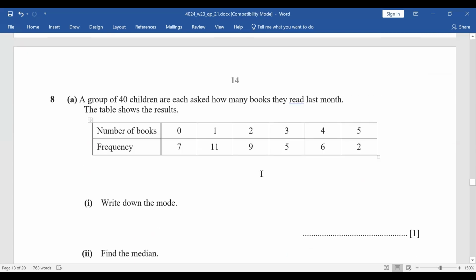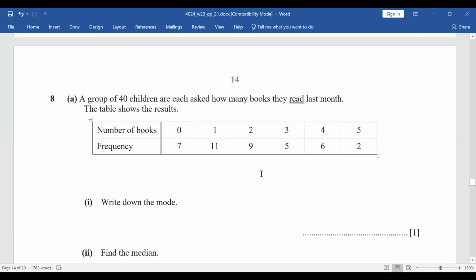Next, a group of 40 children are each asked how many books they read last month. The table shows the results. Number of books: 0, 1, 2, 3, 4, 5. The highest number of books read by a single student is 5. And the frequencies are 7, 11, 9, 5, 6, 2.